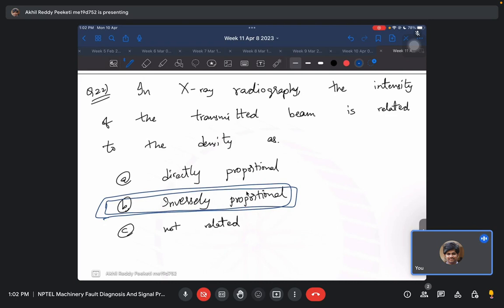And that is why you can actually measure the bones differently from muscles when you do an X-ray, because if it's more dense, then the transmitted beam will have lower magnitude, so it becomes dark, and the system with very low density will be much brighter. So this is how you can identify the dense and low dense regions and any defects. So in X-ray radiography, the intensity of the transmitted beam is related to the density as inversely proportional.